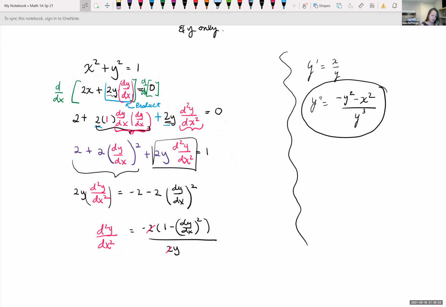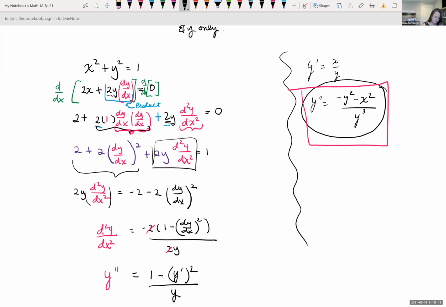The equation, though, was this double derivative. Probably easier to write y double prime. So we need to show that what we have, y double prime here, is equal to 1 minus y prime quantity squared all over y. So let's look at that. I need to know what my derivative is. I took my derivative. My first derivative was right here.